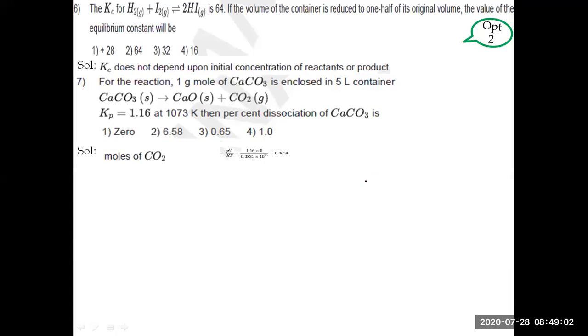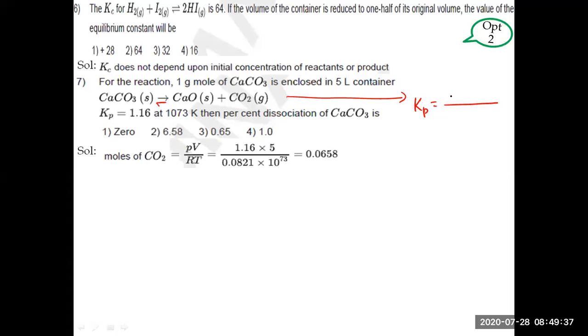The number of moles of carbon dioxide, you can find it out by using PV is equal to nRT. So number of moles, pressure, how much is the pressure that they have given? Then how did we take this pressure as 1.16? You can write the equilibrium constant expression for this reaction. So partial pressure of calcium oxide into partial pressure of carbon dioxide divided by partial pressure of calcium carbonate.